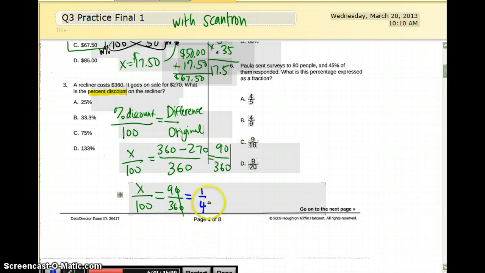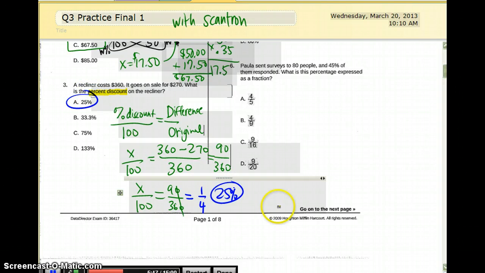And I know the percent for 1/4. It is 25%. It's a quarter. So my answer will be A. That recliner actually had a discount of 25%.